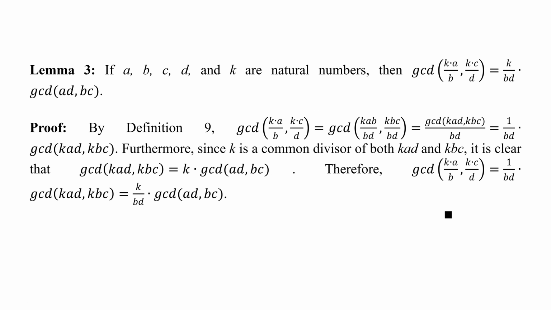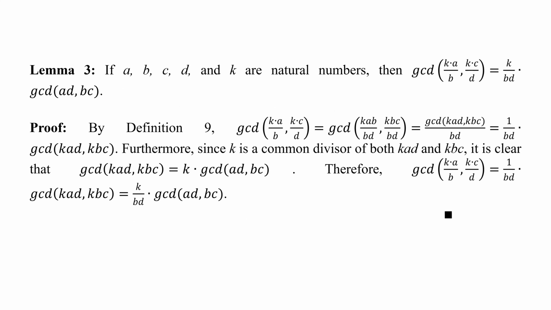Okay, now, lemma 3. If A, B, C, D, and K are natural numbers, then the greatest common divisor of KA over B and KC over D is equal to K over BD times the greatest common divisor of AD and BC.